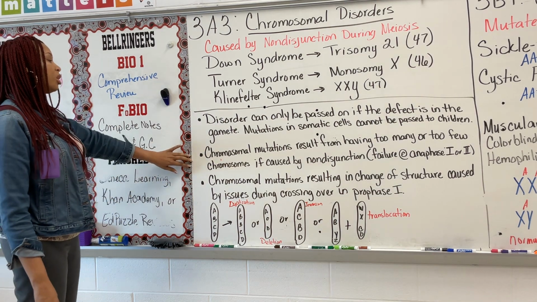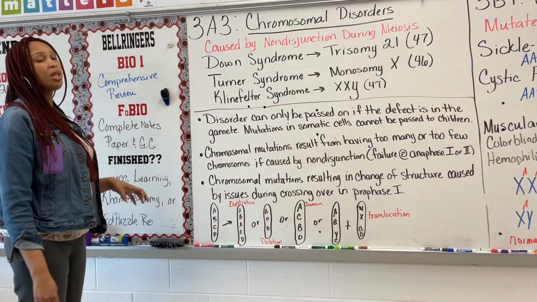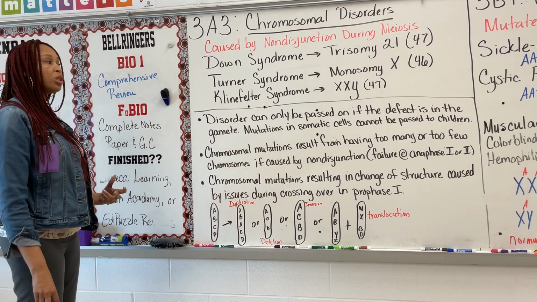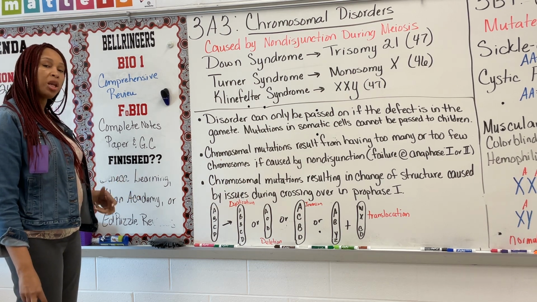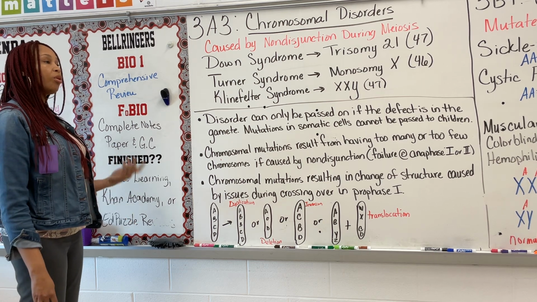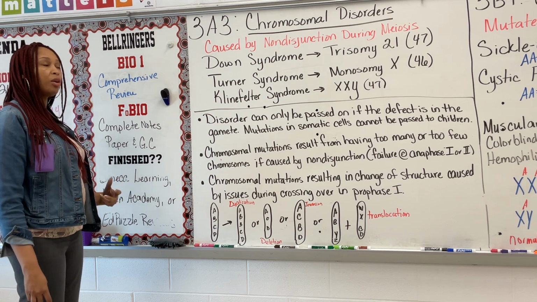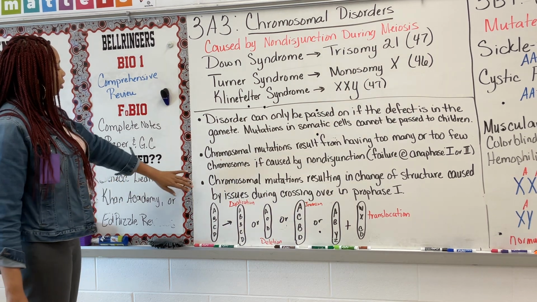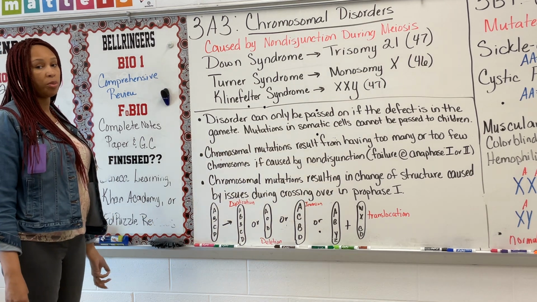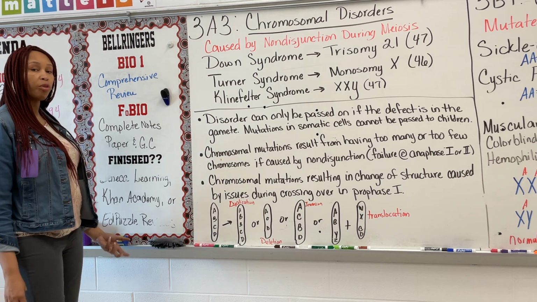So if there's a change in the number, it's going to be caused by non-disjunction, which means the chromosomes did not separate properly during either anaphase 1 or anaphase 2, which led to a gamete that had either too many or not enough chromosomes. And if that gamete was fertilized, then the organism that is born from that fertilization will have either too many or not enough chromosomes. The other type of chromosomal mutation that can happen is a change in the structure of the chromosome. Now, this is caused by issues during crossing over, which happens in prophase 1.